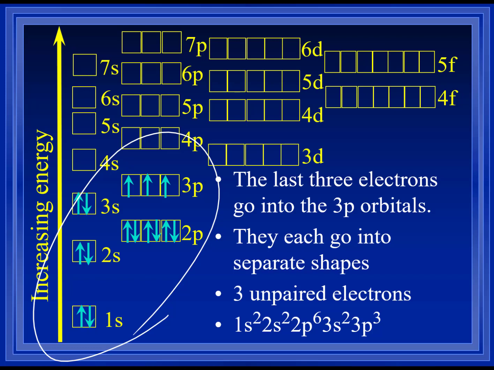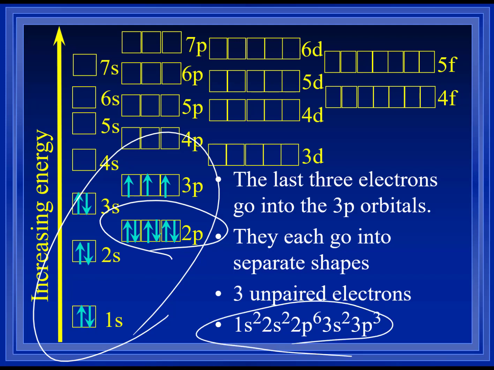1s2. First energy level's s orbital has 2 electrons. 2s2. The second energy level's s orbital has 2 electrons. 2p6. The second energy level's p orbital has 6 electrons. 3s2. The third energy level's s orbital has 2 electrons. 3p3. The third energy level's p orbital has 3 electrons. So this is a lot faster to say. 1s2, 2s2, 2p6, 3s2, 3p3. And that's how you build an electron cloud.